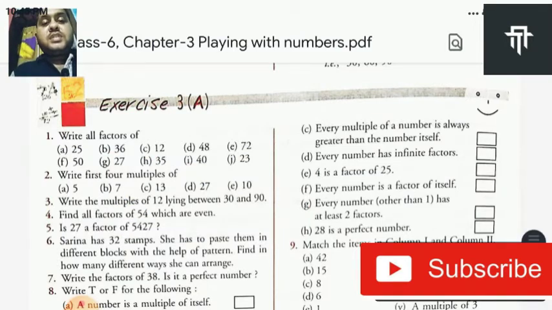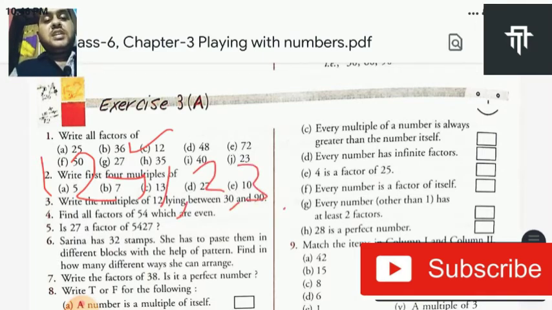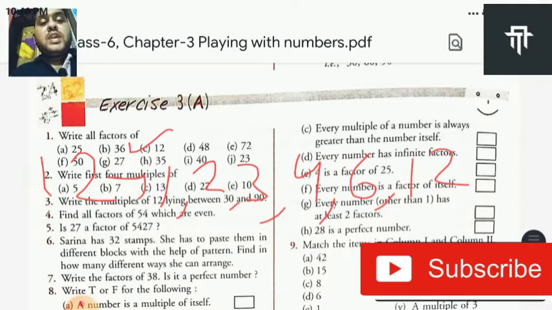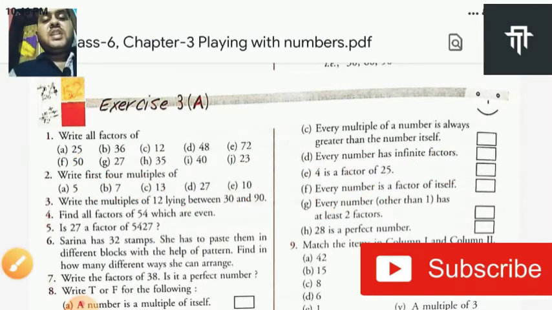Take one more number. Suppose it is section C, which is 12. So what are the factors of 12? The smallest factor is 1. Then we have 2, then 3, then 4, then 6, and the last one is 12. So the factors of 12 are 1, 2, 3, 4, 6 and 12. These are the factors of the given number. So we can easily find all the factors of all the given numbers.